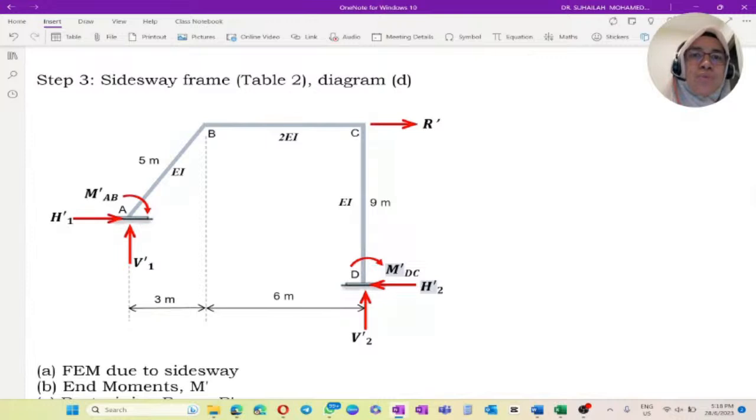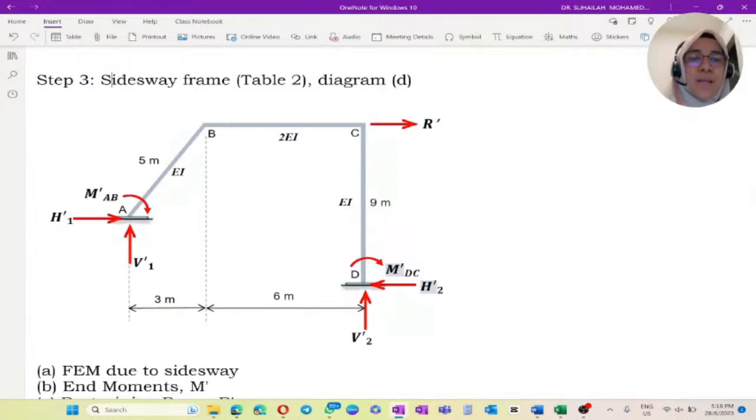For table number 2, we are going to determine the end moment, and we actually refer to diagram D. In diagram D, we introduce another diagram, which is subjected to R prime. Since the frame is moving towards the right direction, R prime we also put in the right direction.